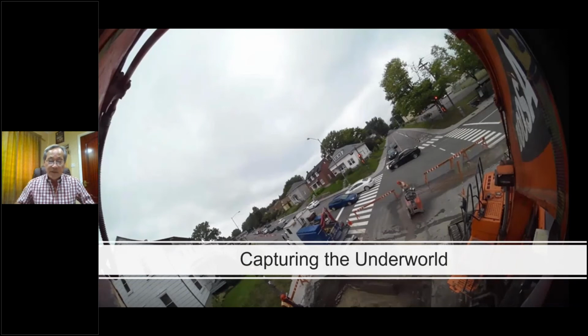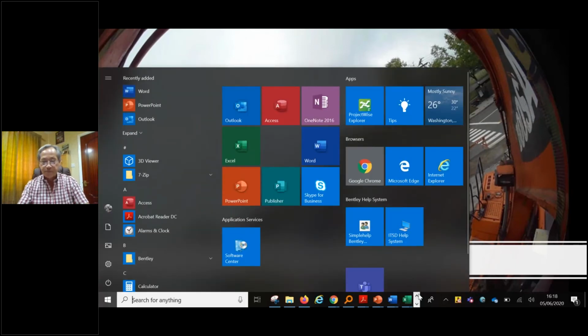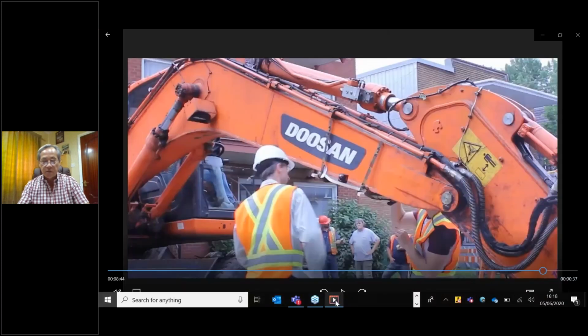Now, mapping the underworld is one thing, but capturing the underworld is another. And I've got a few seconds of video here that I think is really good. And this is as simple as all the contractors watching today, buy a GoPro camera and strap it to the backhoe of your JCB. So let's see if I can just run this little video as well. See if I can make this work.